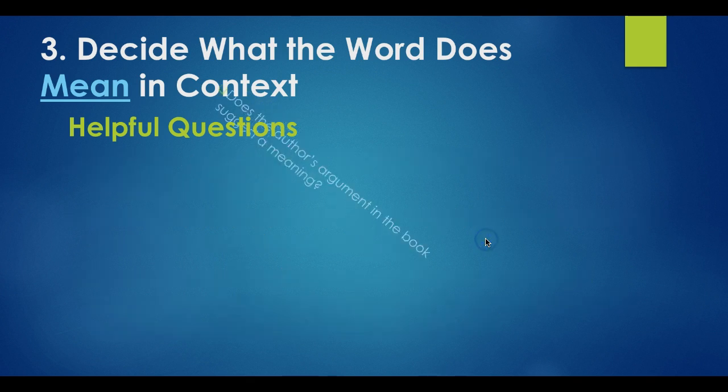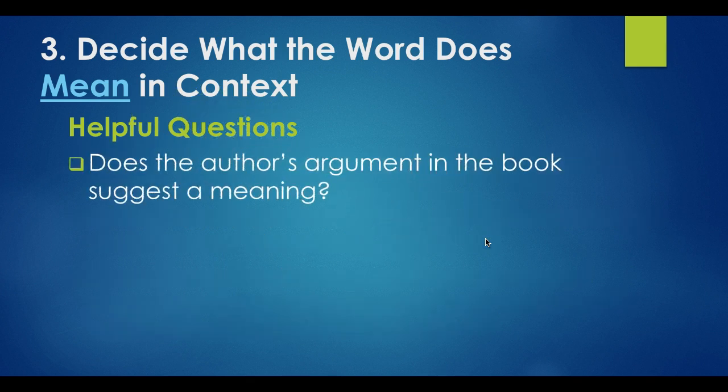Next, does the author's argument in the book suggest a meaning? Sometimes the author is focusing on one particular issue, much like I said earlier about the book of James, or maybe it's about faith or something like that. That is going to help direct the focus of this context question.